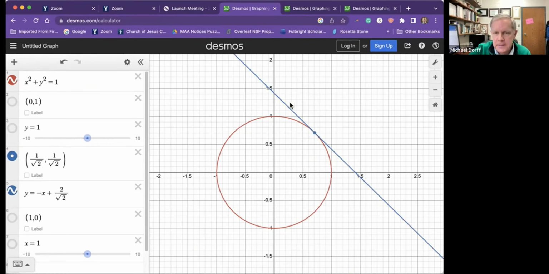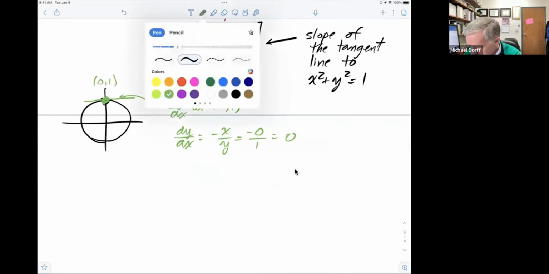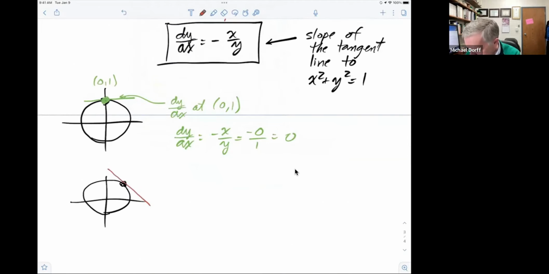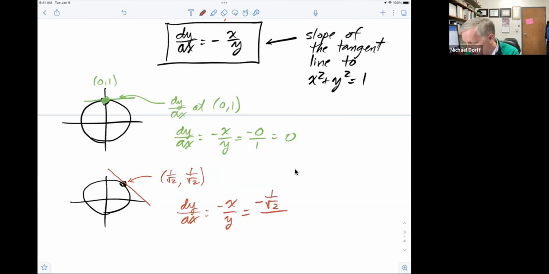It's negative 1. And if we go back to my iPad here, we'll see at the point here, we're looking at this line here, that point there is 1 over square root of 2, 1 over square root of 2. What is dy/dx? Well, again, we figured out that that was negative x over y. So when I put in those points, I get negative 1 over square root of 2 over 1 over square root of 2. And if I multiply top and bottom by square root of 2 over square root of 2, then I get negative 1 over 1, which is negative 1.